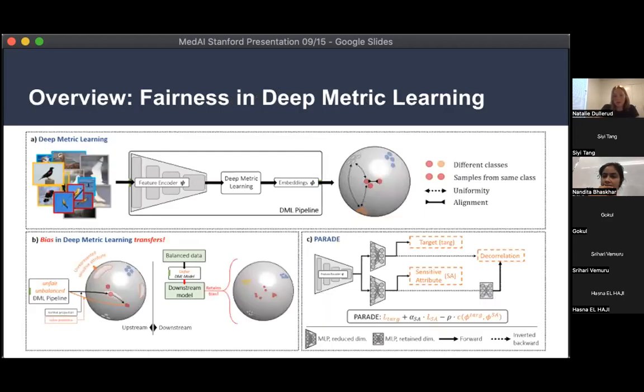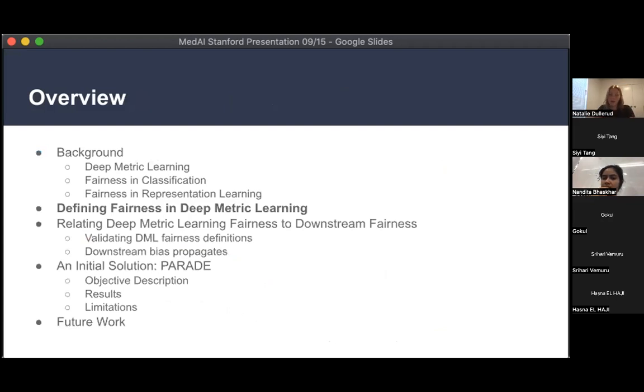And so our work focuses on three core tenets: developing a framework for understanding and quantifying fairness in the representation space of deep metric learning, where we draw on previous notions of performance and generalization in the representation space; then validating our definitions via downstream classification and understanding the effect of bias in the representation space on downstream classification; and finally, proposing an initial solution to mitigating bias in the representation space of deep metric learning, which leverages previous deep metric learning literature to produce a DML-specific fairness boosting method. So first, we'll talk about how to define fairness in deep metric learning and what we're proposing.